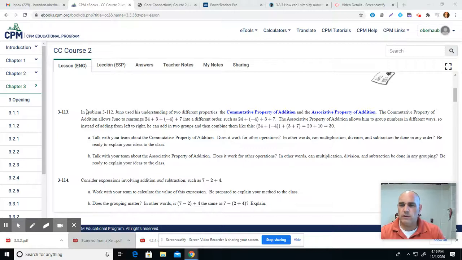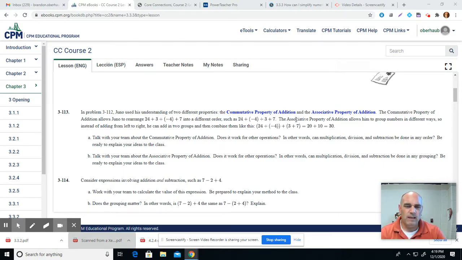Okay, question 113. In problem 112, he used his understanding of two different properties, the commutative property of addition and the associative property of addition. The commutative property of addition allows him to arrange 24 plus 3 plus negative 4 plus negative 7 in different orders, such as 24 plus negative 4 plus 3 plus 7. So they just switched around the order of that.